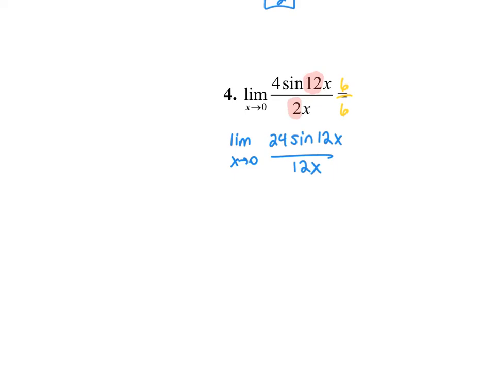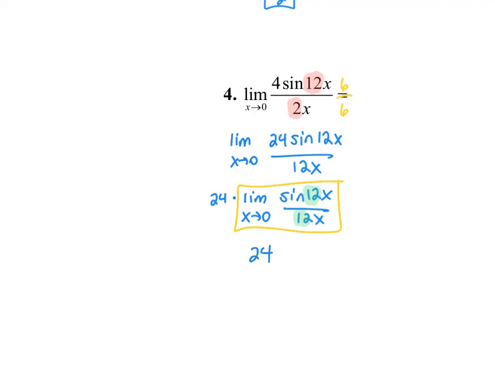And then I'm going to do what I did before. I'm going to take this 24 and I can pull it to the outside of the limit. And now I've got this limit as x approaches 0 of sine 12x over 12x. I've got it in the format that I need in order to use that theorem, and that these are both 12. So I know that this entire value is going to be 1, and 24 times 1 is going to be 24.